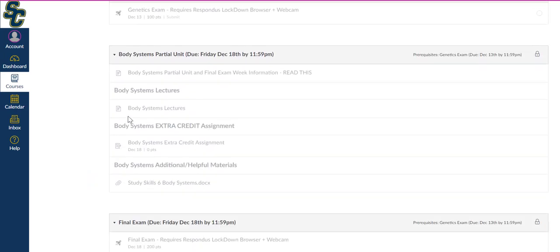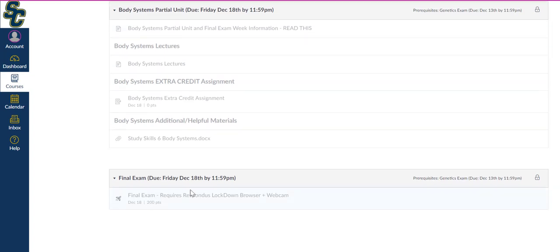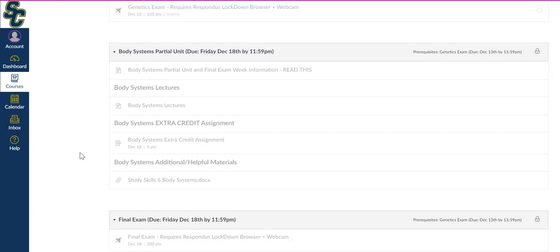And then we have our body systems partial unit. So again, this is different, and I note that it's due by Friday, December 18th. That is the same time that our final exam is due. It's a partial unit, which means it's set up differently. In this page here, I say read this because that describes what is required for this unit. I don't want to bog you down with that right now because the entire rest of the semester is all very structured similarly.